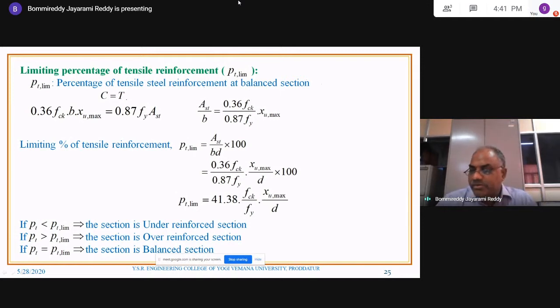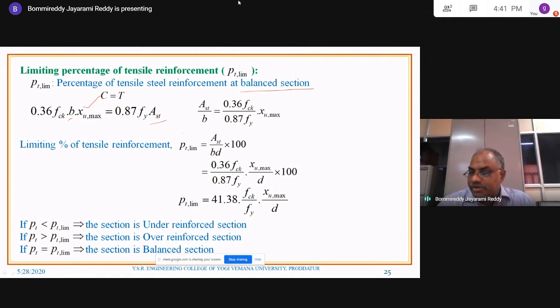And you know that C equals T. What is C? 0.36 fck b into xu. Xu is general, but since it is balanced, instead of xu, now we are using xu maximum. And the remaining is the same, 0.87 fy Ast. From this equation, Ast by b, you know this Ast, you know here b, so Ast by b can be written this way: 0.36 fck by 0.87 fy into xu maximum.